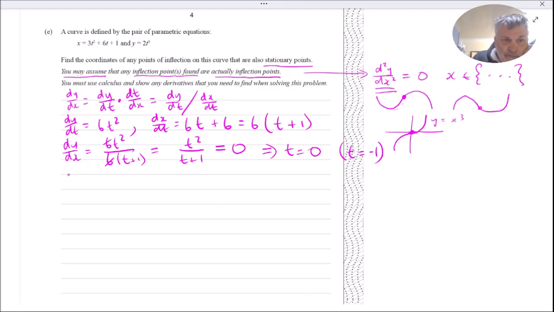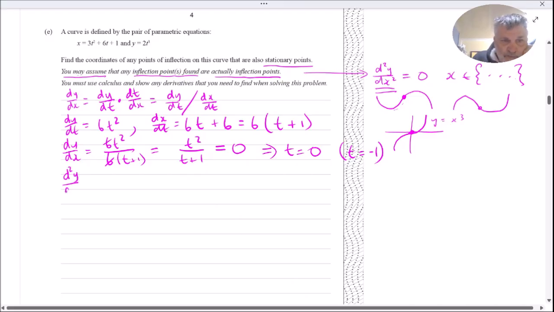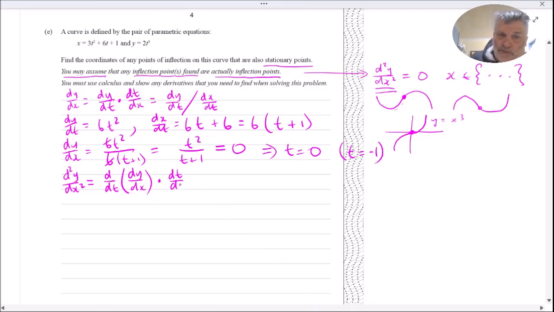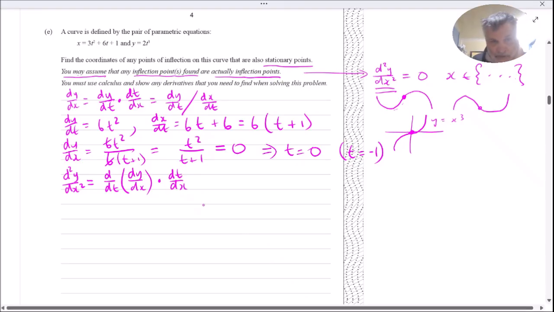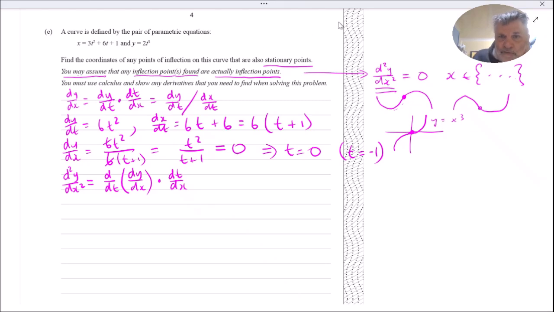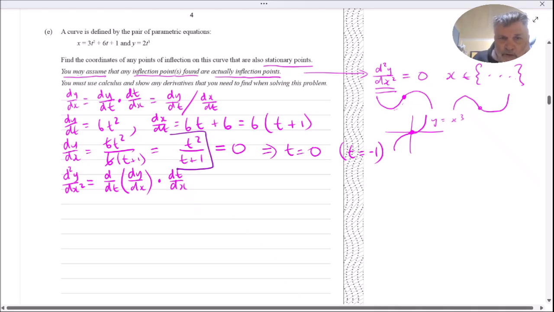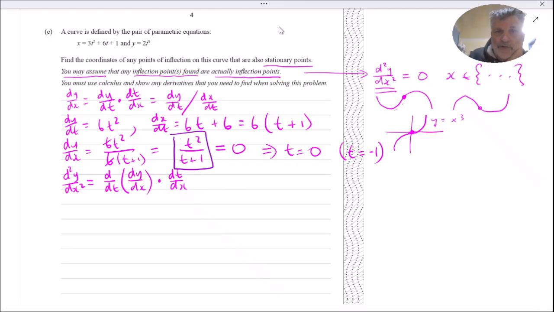And we want to find now the second derivative to find where there are points of inflection. The way to do a second derivative with parametric equations is to differentiate with respect to t the first derivative and then multiply again by dt by dx, or divide by dx by dt. So that means we need to differentiate this thing here. It's a quotient, so we're going to need to use the quotient rule.